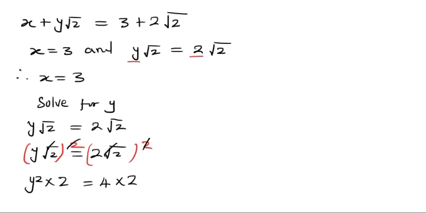So moving on, we are going to have 2y squared equals 8. So let's divide both sides by 2. This 2 and this 2 are gone. So we are left with y squared equals what? 4. That is the value of y squared.